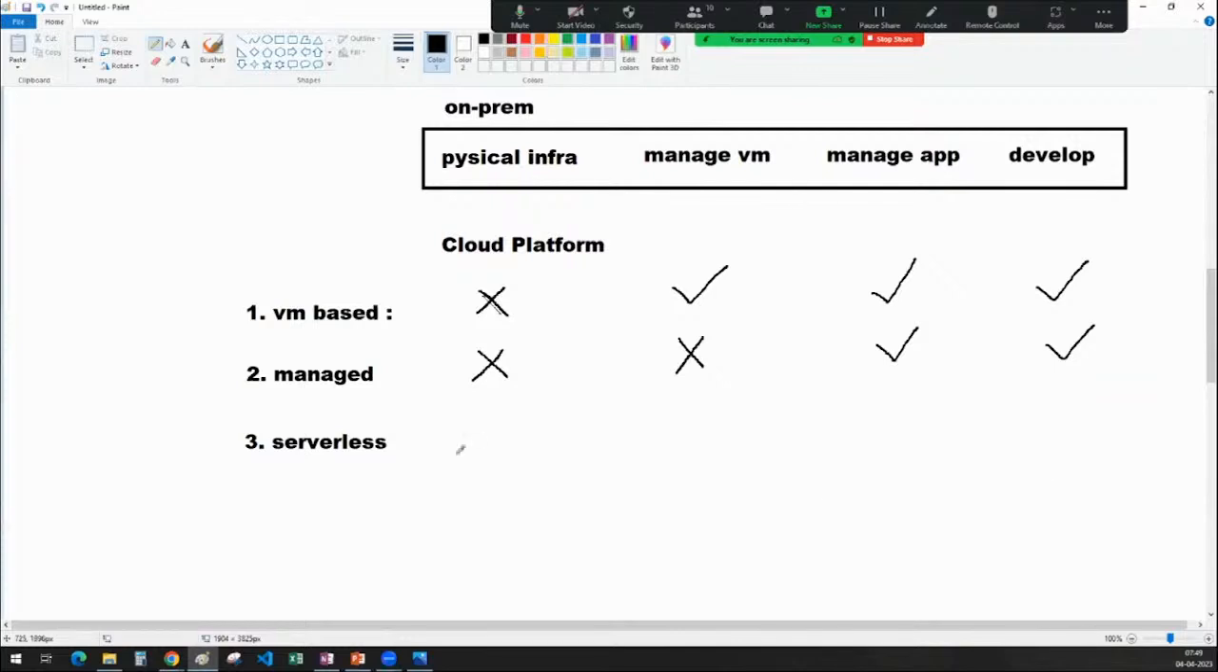And if you go to the serverless platforms, the name itself says you need not worry about physical infrastructure, you need not worry about virtual machines, you need not worry about a platform. Managing the application is nothing but managing the platform, guys. You need not worry about a platform, you can directly go for the development. This is the best thing the cloud platforms are doing for us, because they are taking care of a lot of burden from us. If you go to the virtual machine based, an entire virtual machine will be provided to you.